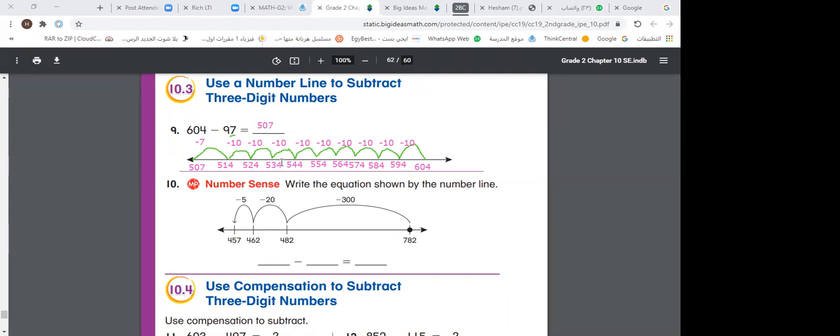Write the equation shown by the number line. We have this number line and we want to write the subtraction equation. Who can say the subtraction equation? What number minus what number equals what number? Let's choose this super one whose name is Abdurrahman Farouk. Hello, Abdurrahman. How are you?